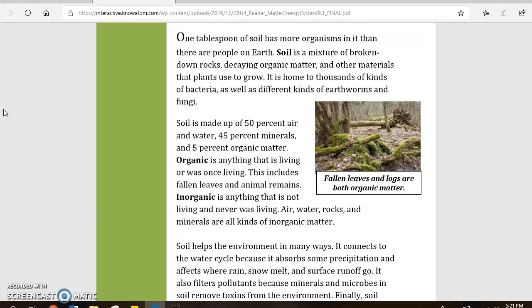Organic is anything that is living or was once living. This includes fallen leaves and animal remains. Inorganic is anything that is not living and never was living. Air, water, rocks, and minerals are all kinds of inorganic matter. Caption: Fallen leaves and logs are both organic matter.